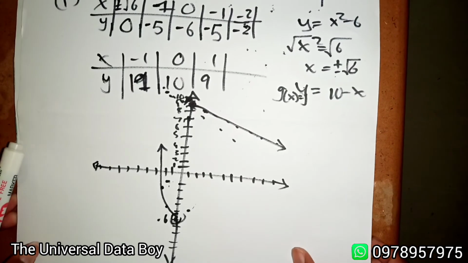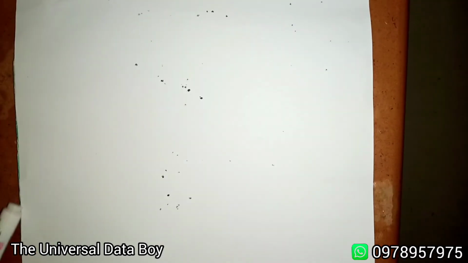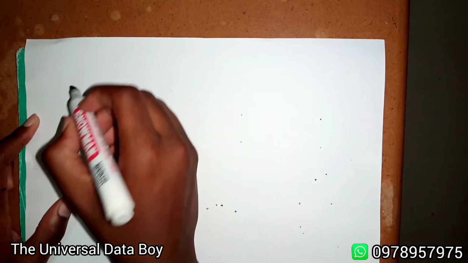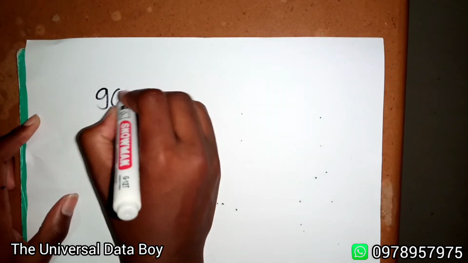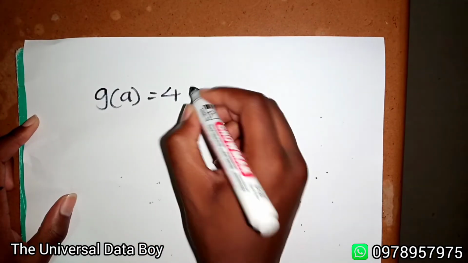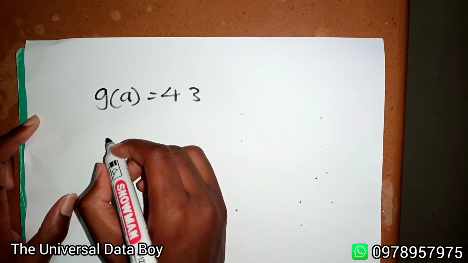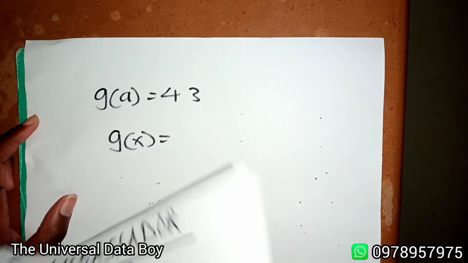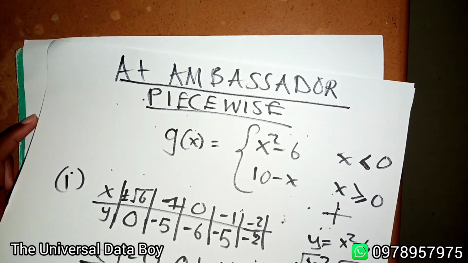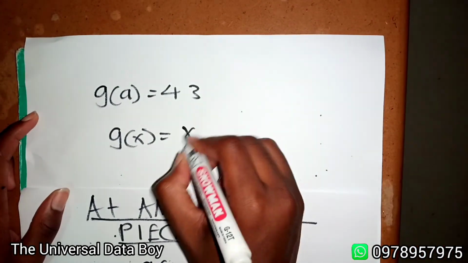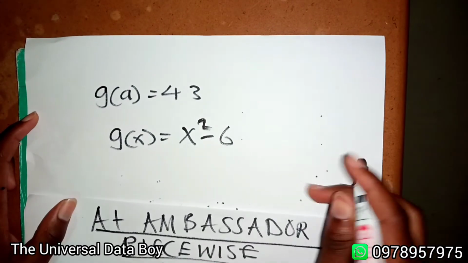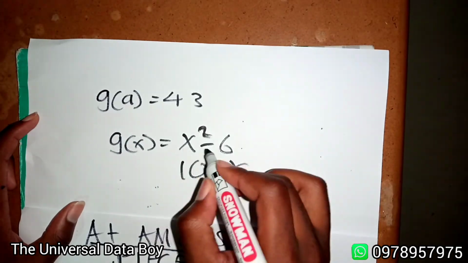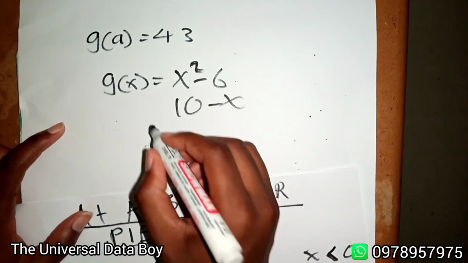So then for the second part of the question, it says find the values of a such that g of a is equal to 43. So then we're going to try to say g of x is equal to this one, and then it's also equal to 10 minus x. So we're going to let this one equal to any of these, then our x value, that's our a, because we're being told to find the values of a.